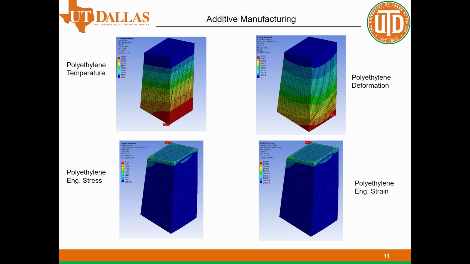These are the corresponding results from the additive manufacturing process for the printed polyethylene. The temperature gradient shows the direction of heat flow, where the bottom of it is the hottest as it was the last layer to be formed.